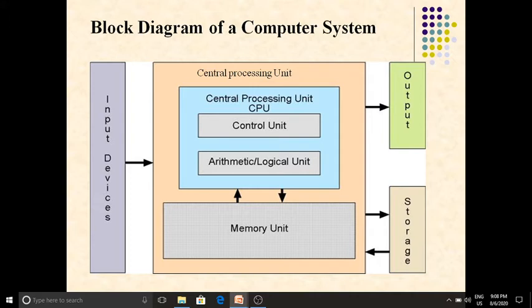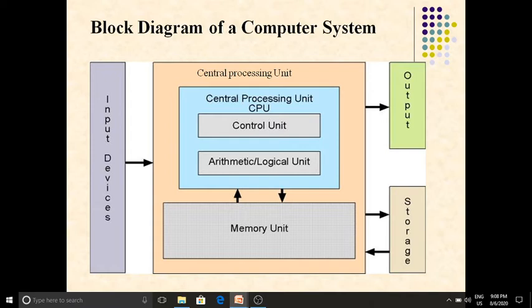The central processing unit is the CPU box you have seen yesterday in the picture. The CPU box is again divided into three parts: control unit, arithmetic logic unit and memory unit. The control unit and arithmetic logic unit are connected to the memory unit. It shows two arrows: the control unit signals are sent to the memory unit and arithmetic logic unit, and again back to the control unit.